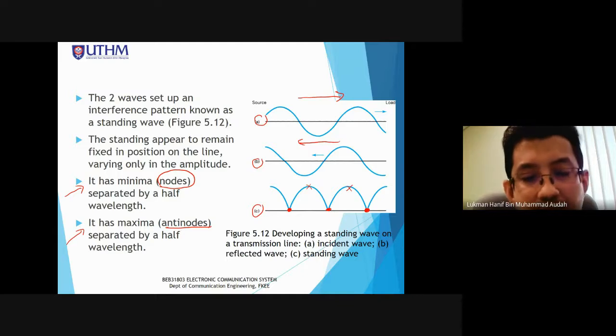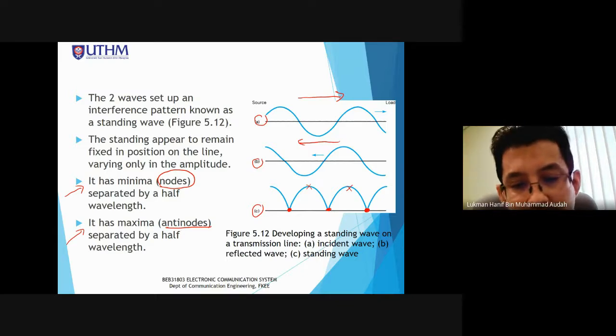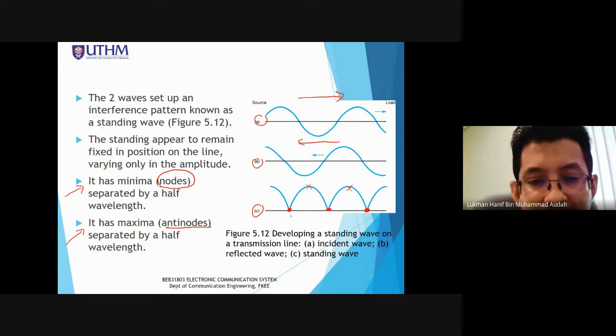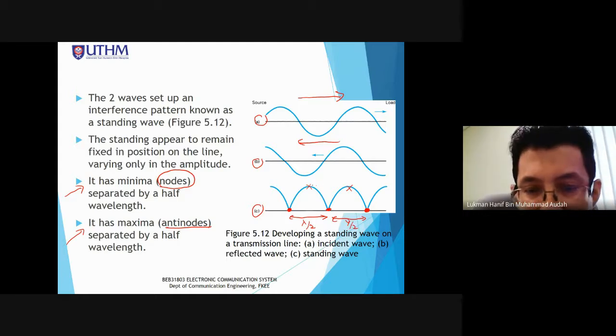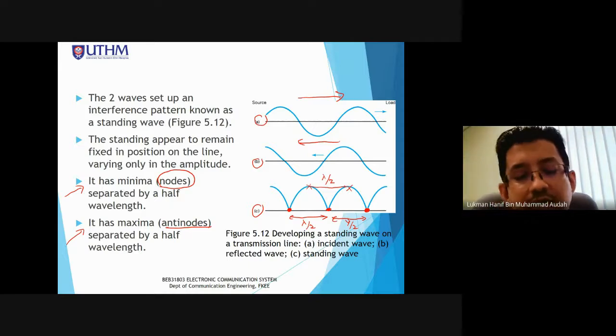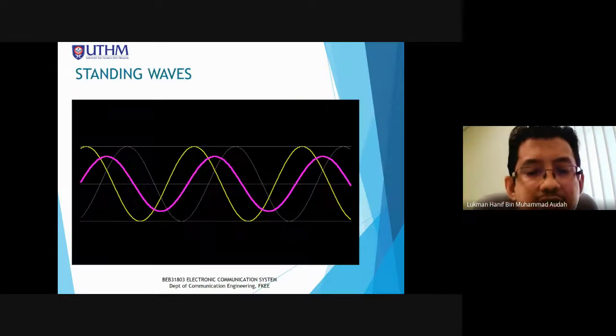So, dikatakan bahawa antara dua anti-knots dan juga antara dua knots, dia dipisahkan pada jarak lambda over 2. Okay, dia terpisah pada jarak lambda per 2. Sama juga dengan anti-knots, dia dipisahkan pada jarak lambda per 2. Okay, and then what? Ini dia.